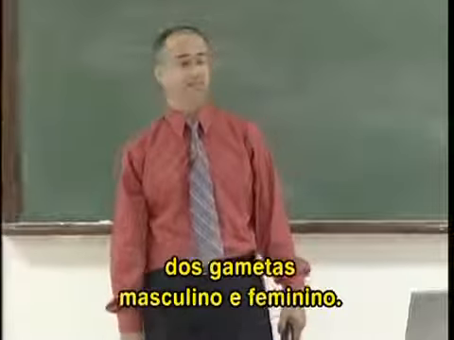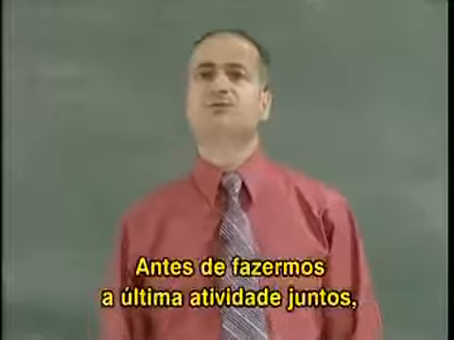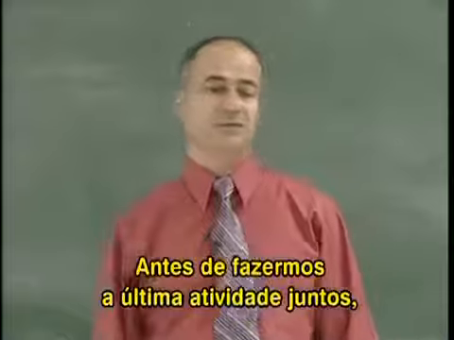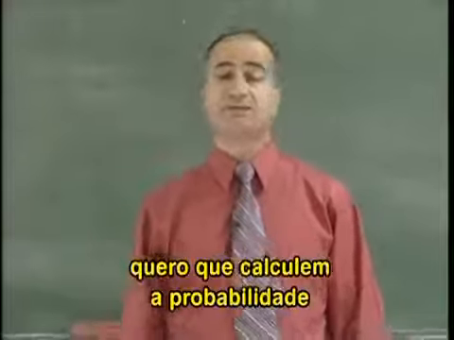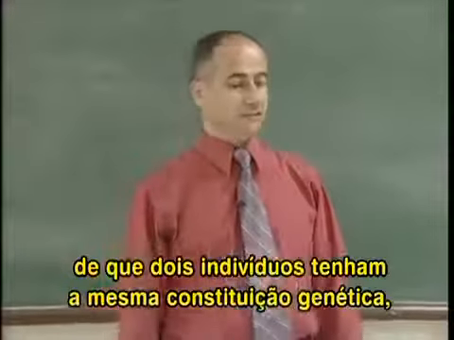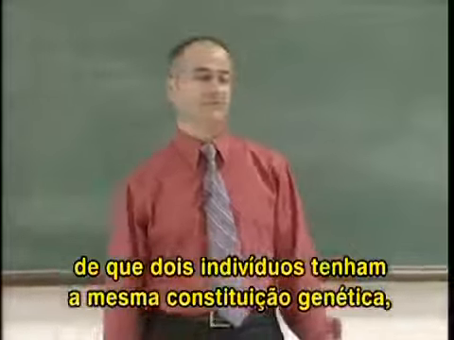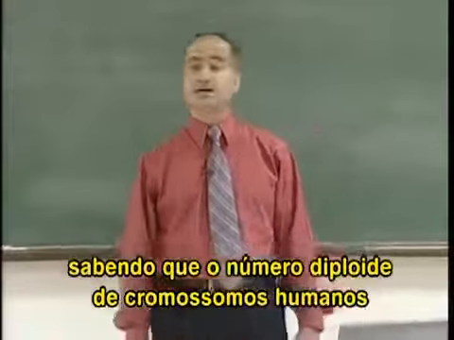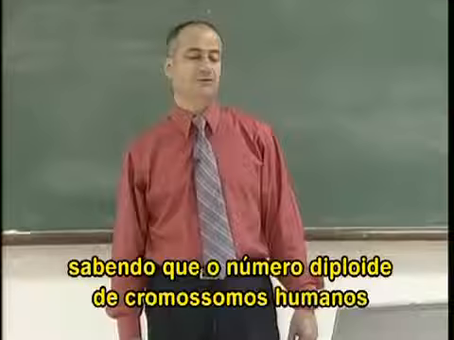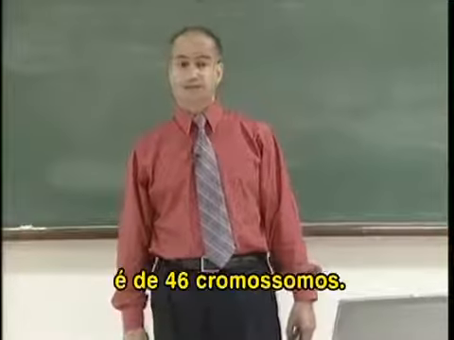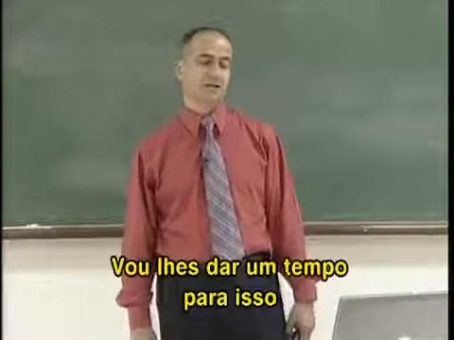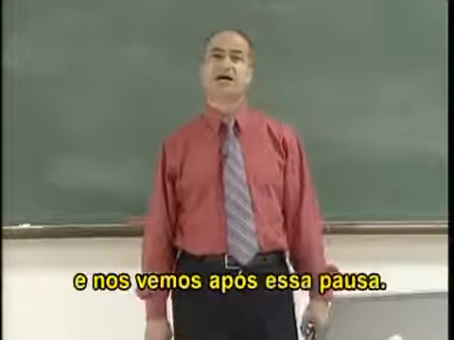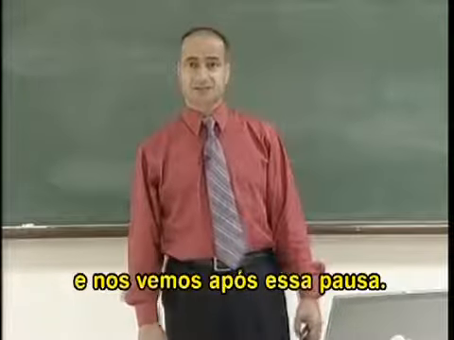As a result, each zygote is unique, and hence variation occurs due to the different combination of genes from the male and female gametes. Before we do the last activity together, I want you to calculate the probability that two individuals will have the same genetic makeup, knowing that the diploid number of chromosomes in human is 46 chromosomes. I will give you some time for that, and I will see you after this pause.